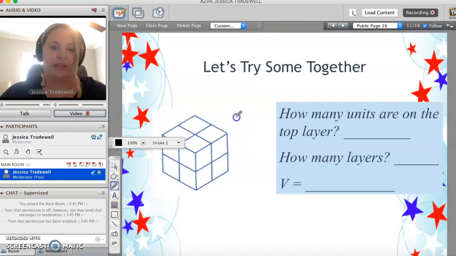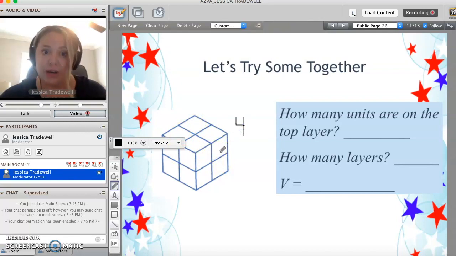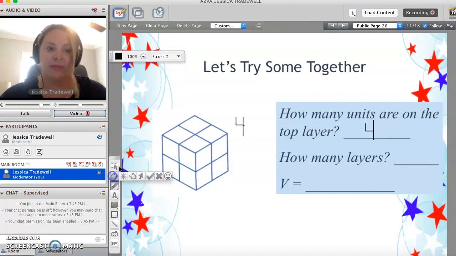Yeah, there's 4 units. So if we know there's 4 units on the top, we know there's 4 units on the bottom. The shape is not changing. It is a rectangular prism. Remember, it's parallel. It's the same. So we know there are 4 units on the top, and take a look at how many layers there are. 1, 2. So we have 2 layers.